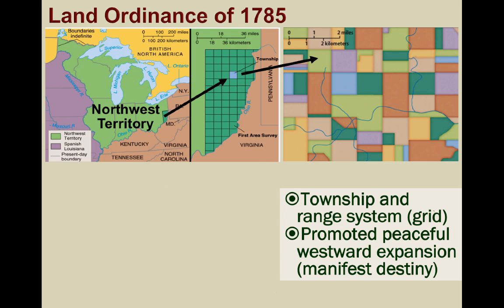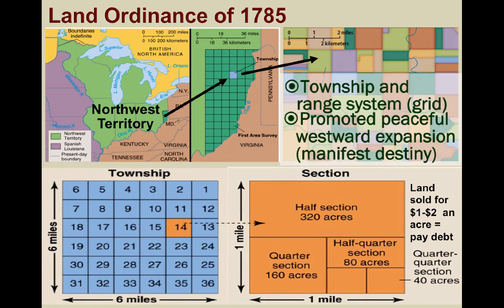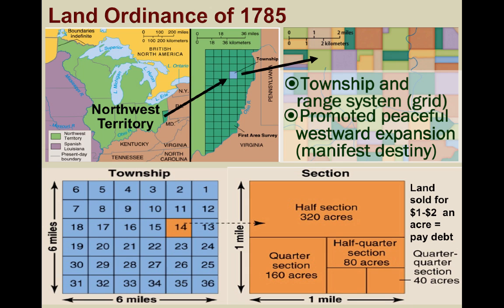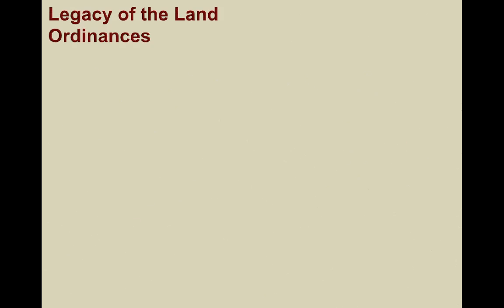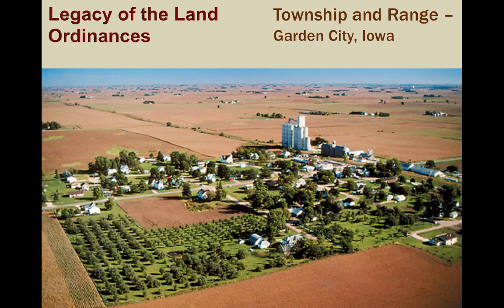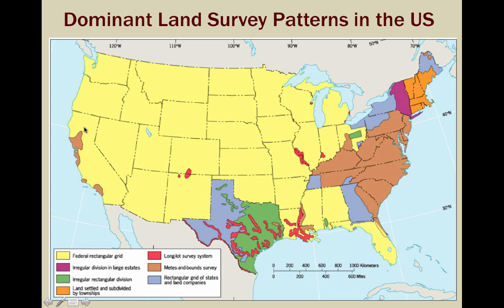And this was relatively easy to implement since there are no major physical barriers across the Great Plains until you hit the Rocky Mountains. Some towns and villages distinctly show the township and range system, such as this image that shows Garden City, Iowa. And you can see on this map, the land in yellow shows the federally surveyed rectangular lands set up through the township and range system.